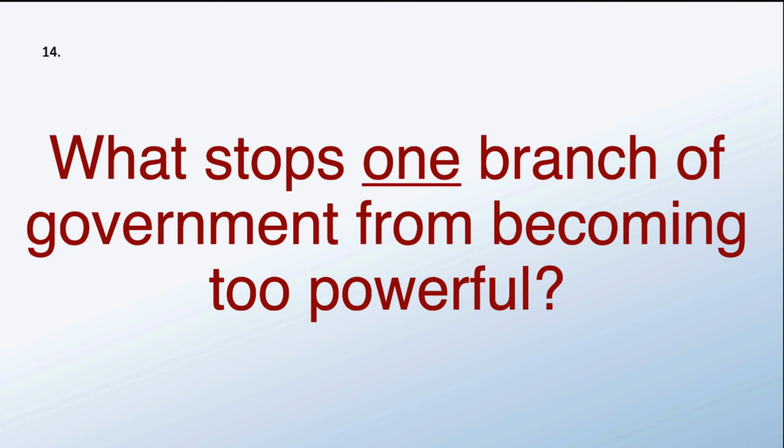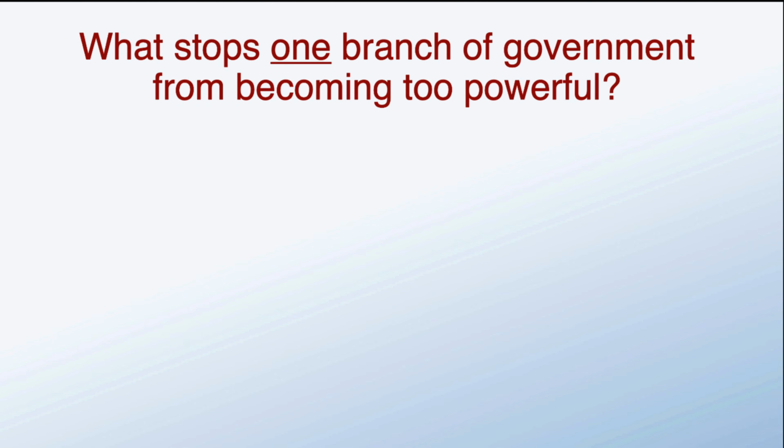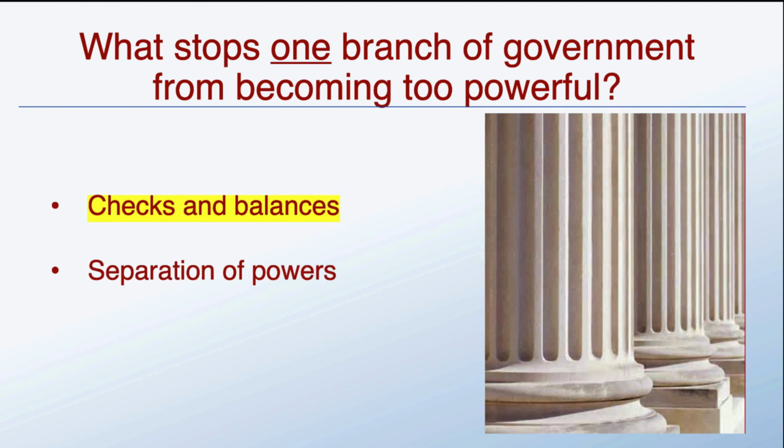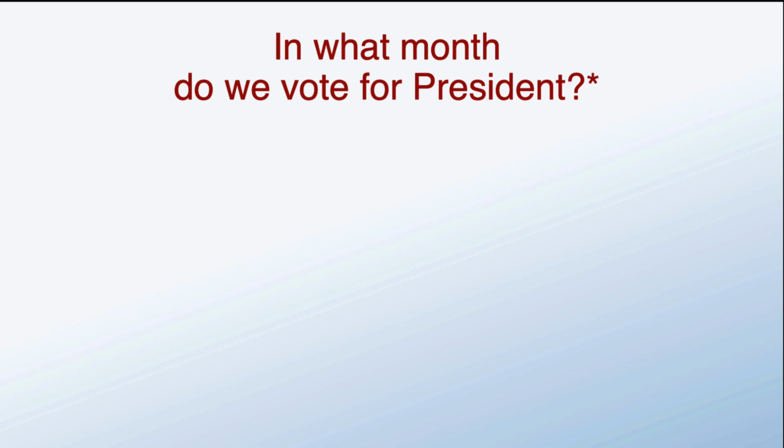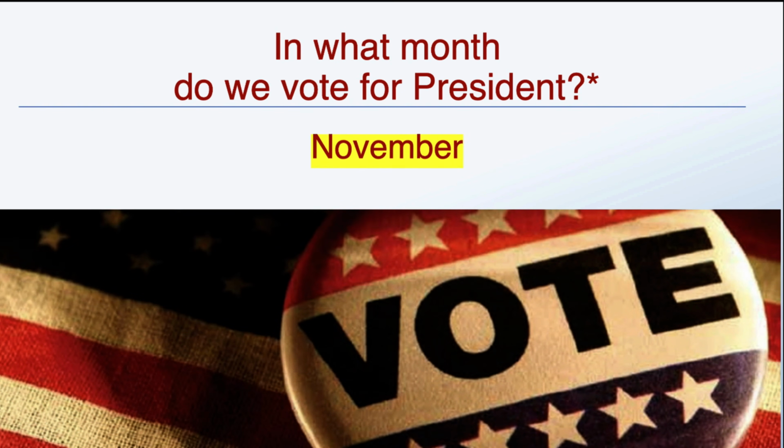What stops one branch of government from becoming too powerful? That's checks and balances. In what month do we vote for president? November.